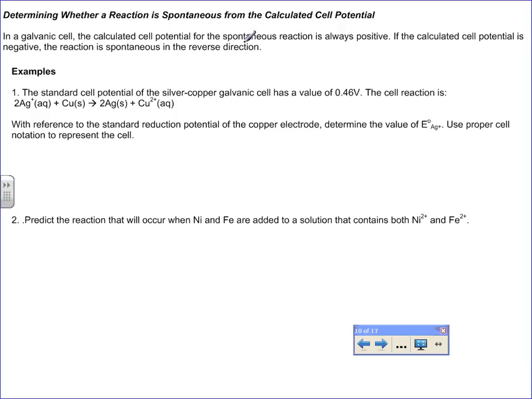So in example 1, the standard cell potential of a silver-copper galvanic cell has a value of 0.46 volts. The cell reaction is given. With reference to the standard reduction potential of the copper electrode, determine the reduction potential of silver ions. It also asks us to use proper cell notation to represent the cell. In this case, the copper is actually being oxidized, so it's the anode. So you've got copper in a copper solution connected by a salt bridge to a silver solution with a silver electrode. So that's the proper cell notation.